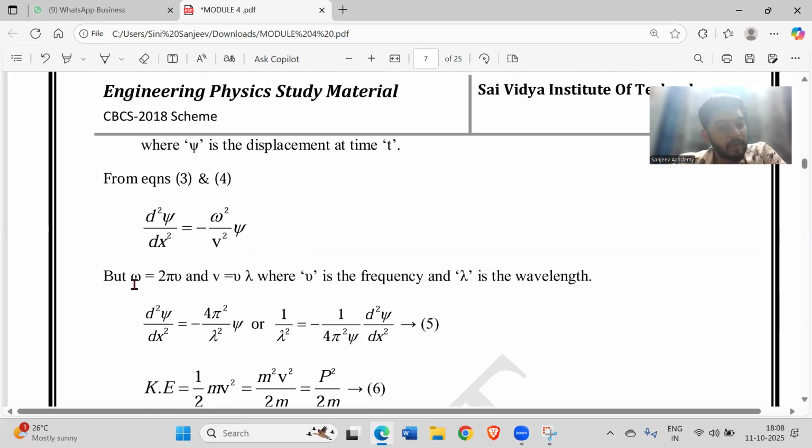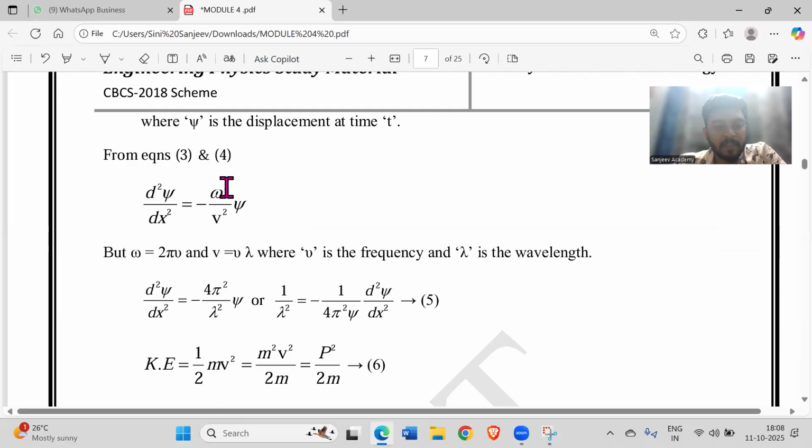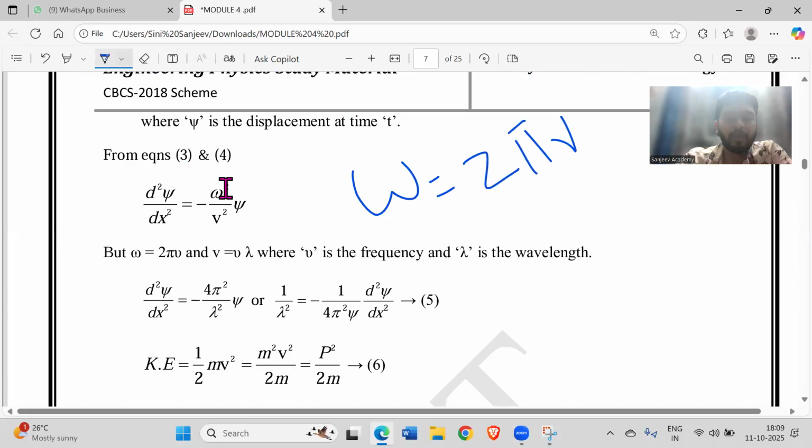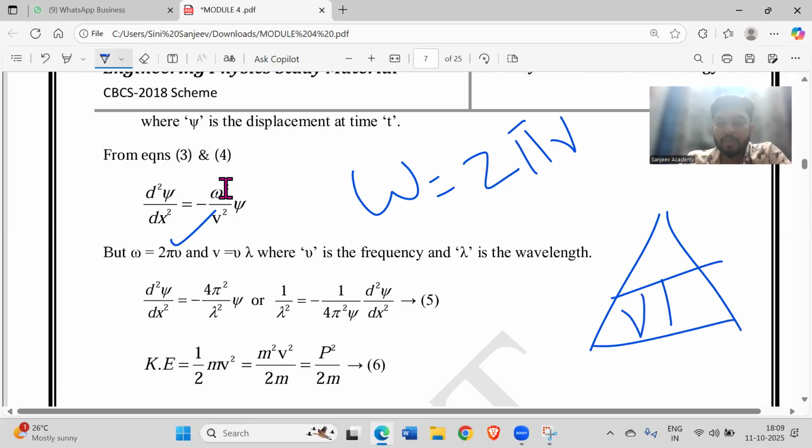Okay, and also we know omega. What is the value? Omega is equal to 2 pi f, angular velocity. Omega is equal to 2 pi f, so 2 pi nu I'll put. Correct? And also, what is frequency? Nu is equal to c by lambda.